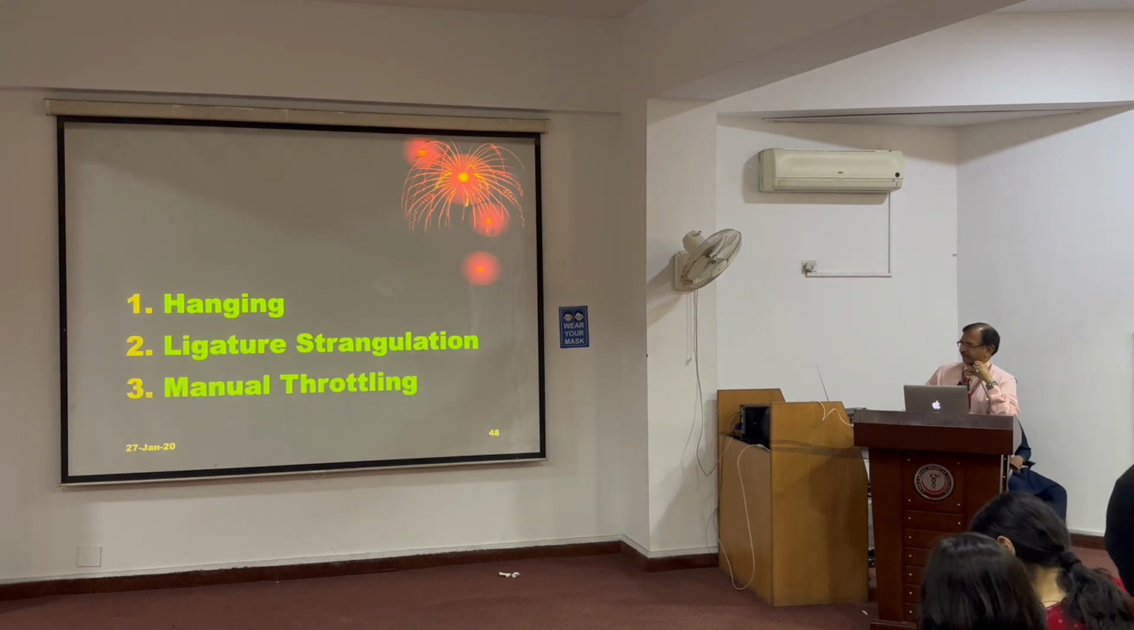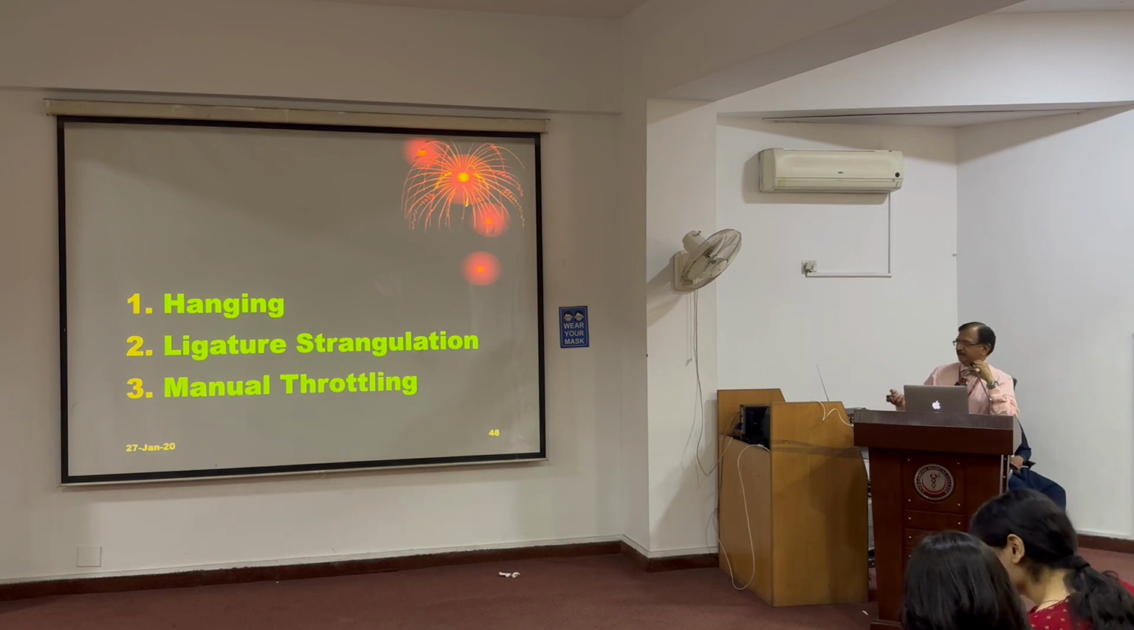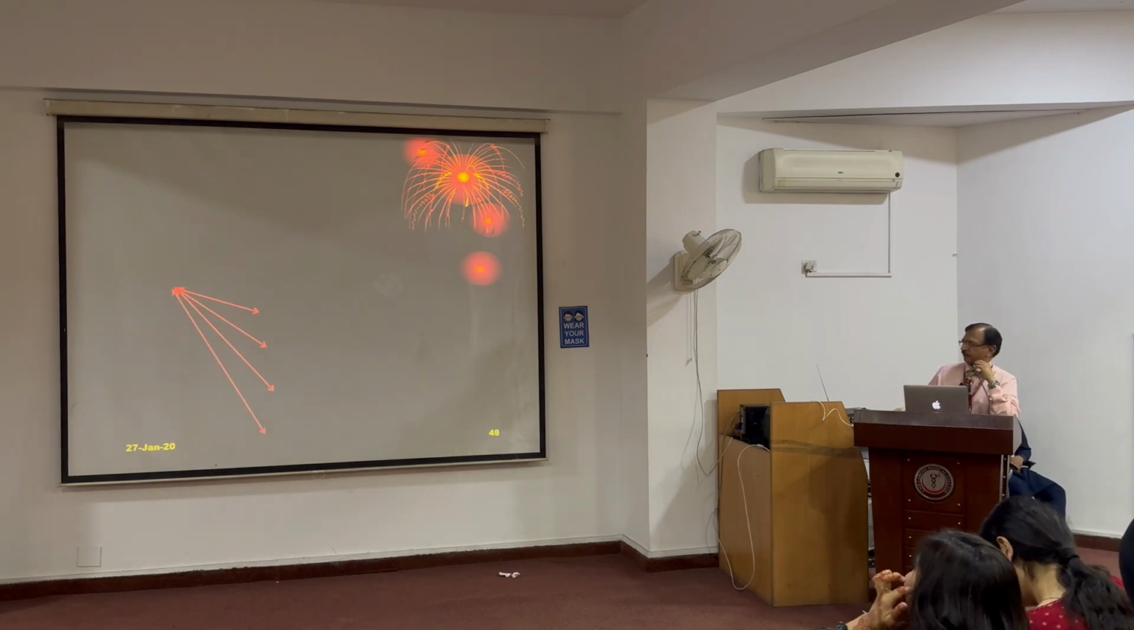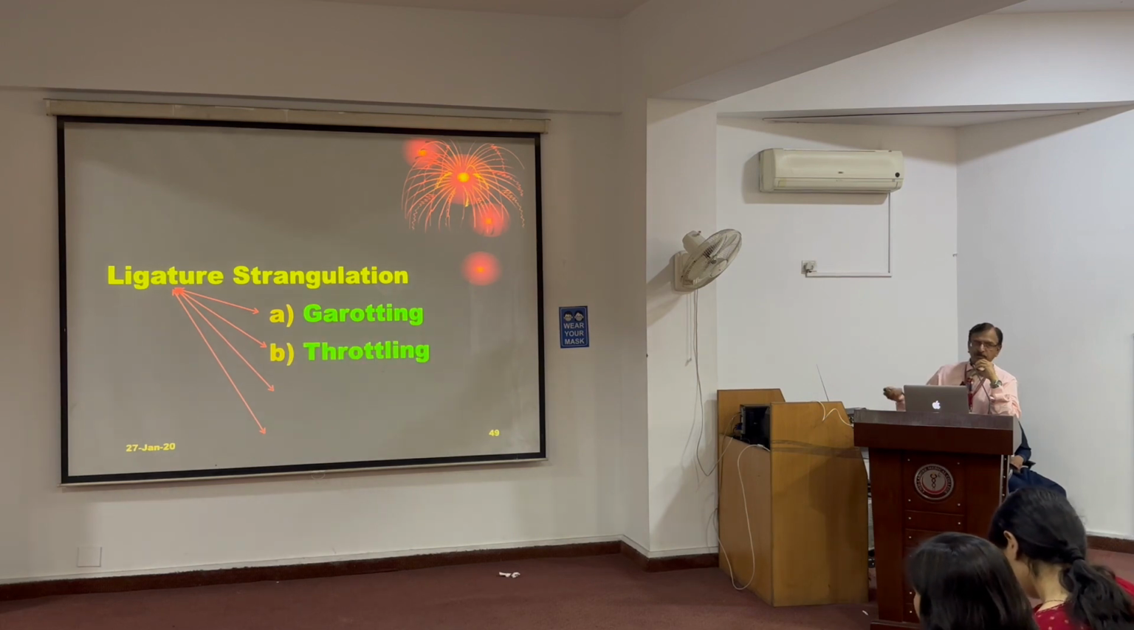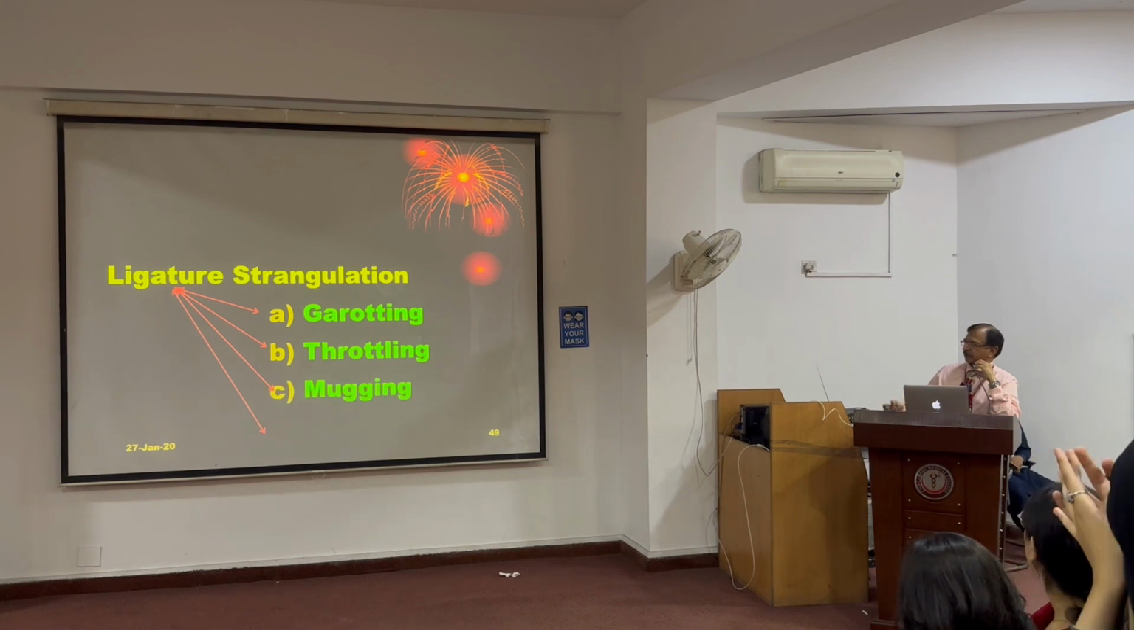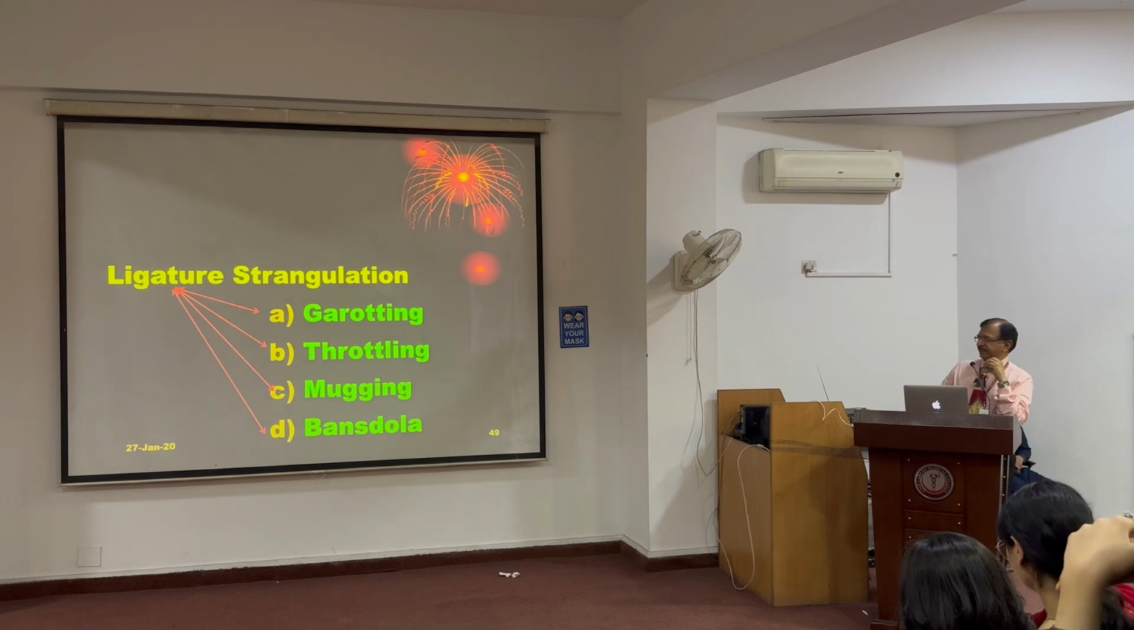The interference at the level of the neck can be hanging, strangulation, or manual throttling, and this can also be by various mechanisms: garroting, manual throttling, mugging with the elbow, and Bansdola with sticks.